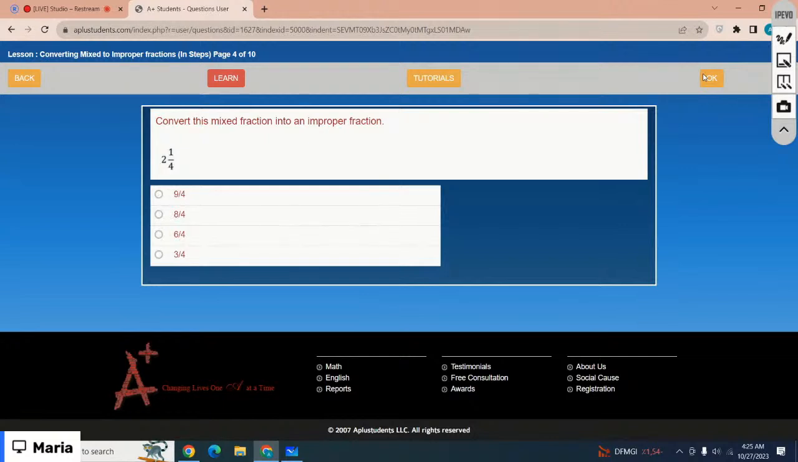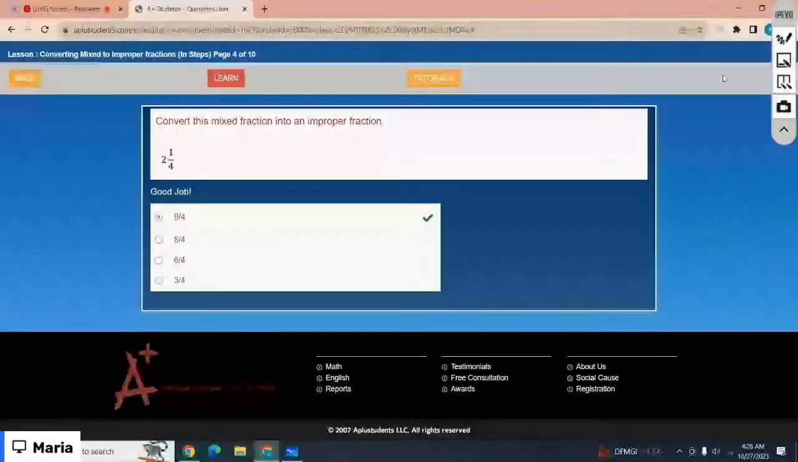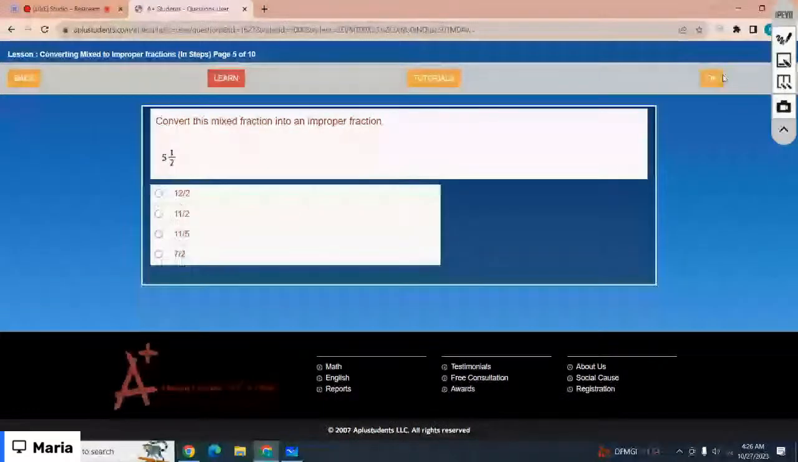Yes, you have to do 2 times 4. 2 times 4 is 8, and 1 more is 9 over 4. So the correct option is 9 over 4. Okay, the next one is convert this mixed fraction into improper fraction: 5 whole 1 over 2. So which is the correct option?